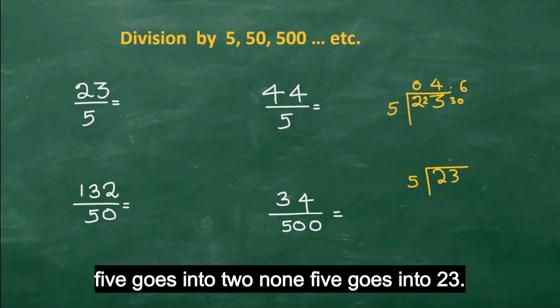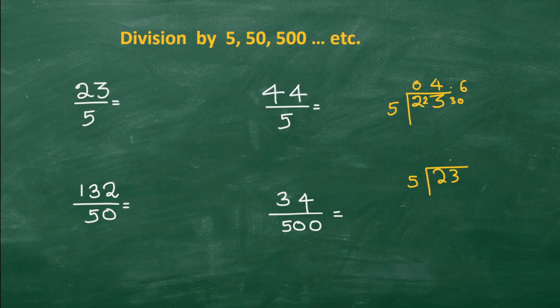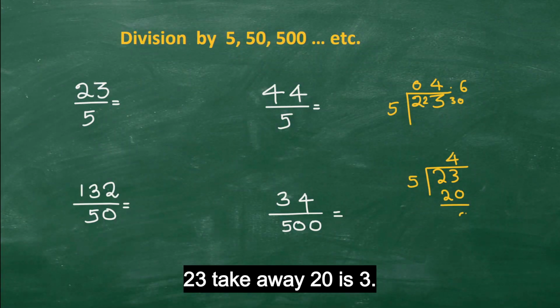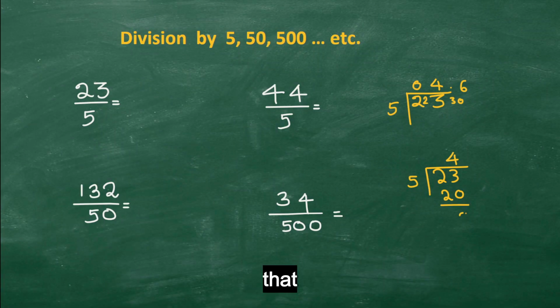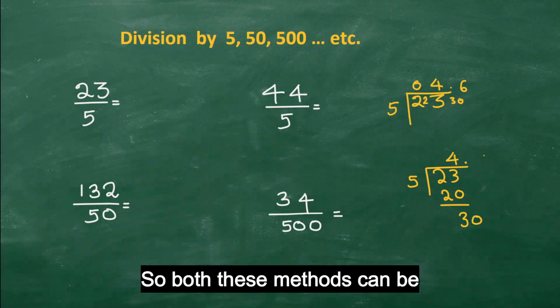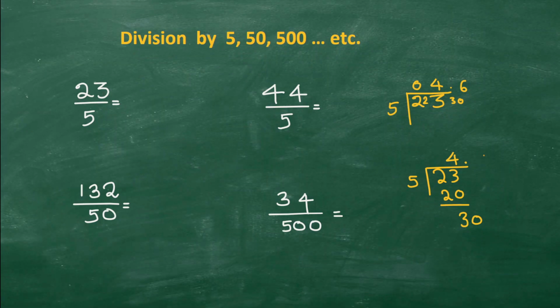5 goes into 2, none. 5 goes into 23, 4 times. 5 times 4 is 20. 23 take away 20 is 3. Take a 0, that decimal dot here, and that is 6. So both these methods can be a little long and difficult to do.